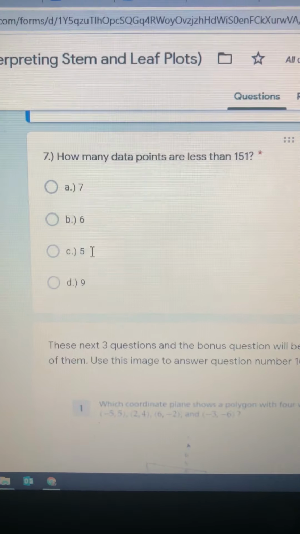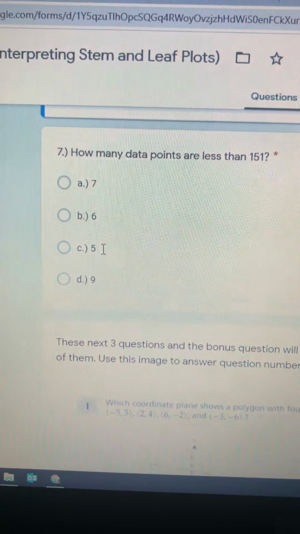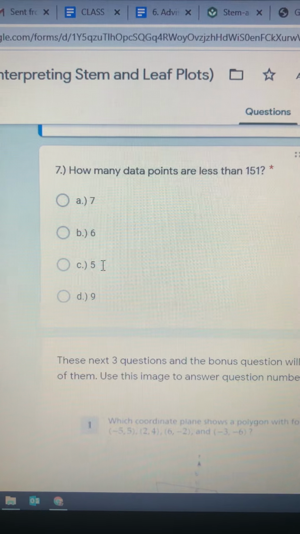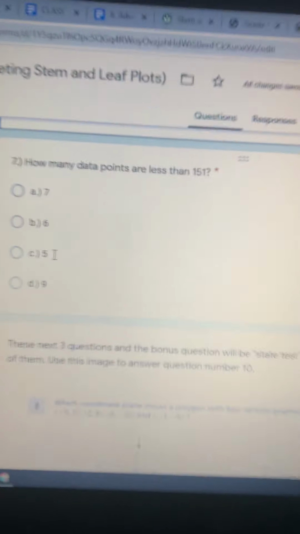And so that is it for the stem and leaf plot. Pretty simple, pretty cut and dry. You have to remember when you're interpreting data, you just have to know what type of data it is and what it's asking you.